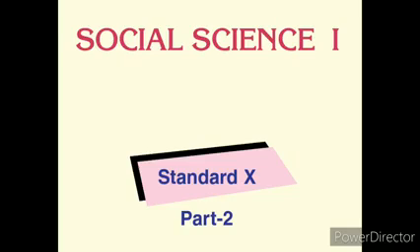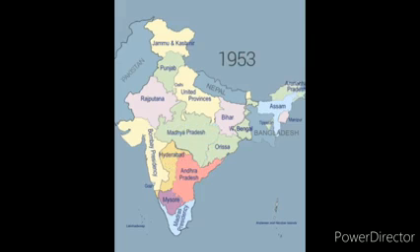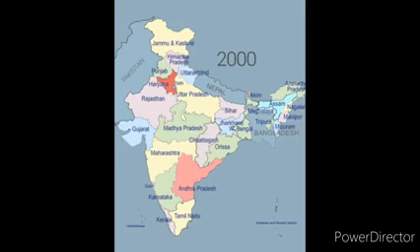This session deals with the seventh chapter in SS1, India after Independence. The chapter describes the history of independent India. For the easy learning process, let's divide the chapter into two. The first part deals with the challenges faced by independent India, and second, the progress attained by independent India. Let's turn to the first part, that is the challenges faced by independent India.